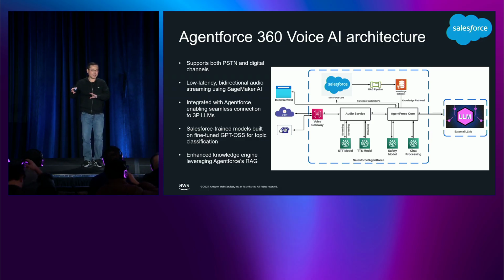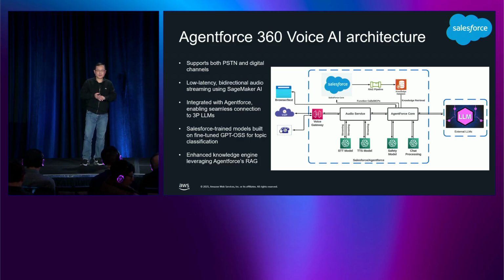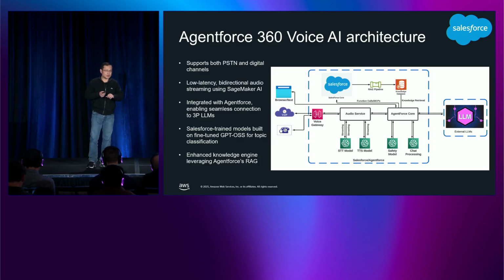The Agentforce core itself has two major connections. One connects to the external large language models. The other one connects to the in-house built fine-tuned model based on open source models. On top of it is the Salesforce knowledge base we build through the RAG pipeline.